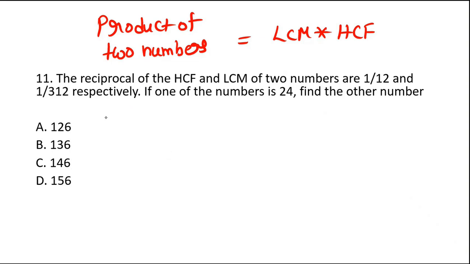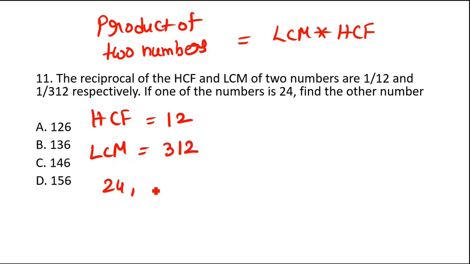The reciprocals of the HCF and LCM of two numbers are 1 by 12 and 1 by 312. So reciprocal means reverse of the number. If the HCF reciprocal is 1 by 12, the HCF is 12. If the LCM reciprocal is 1 by 312, then the LCM is 312. One of the numbers is 24, and we have to find the other number.